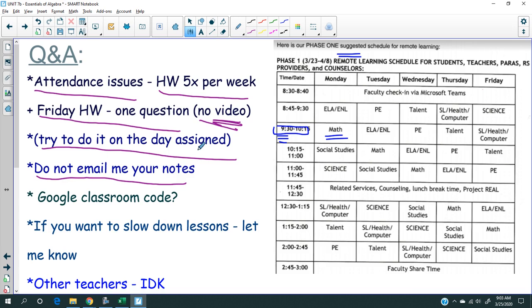Okay, and that doesn't count as attendance. So don't email me your notes. Don't email me your homework. Just do it online. If you have the wherewithal to email me your notes, then you have the wherewithal to go online and actually do the homework.